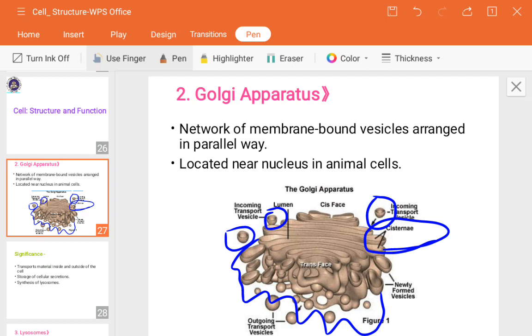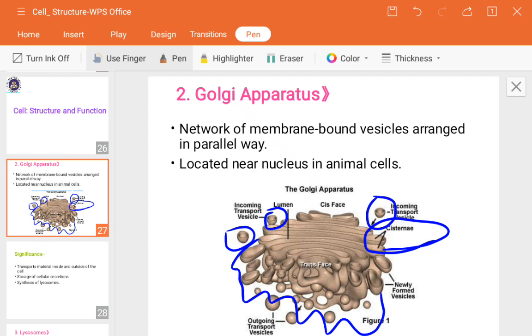You can see here the name cistern, the parallel structure, and it is located near the nucleus in animal cells. So where is it located? It is located near the nuclear membrane. We studied in the last session that the endoplasmic reticulum is also located near or attached to the nuclear membrane. The Golgi apparatus is attached likewise.